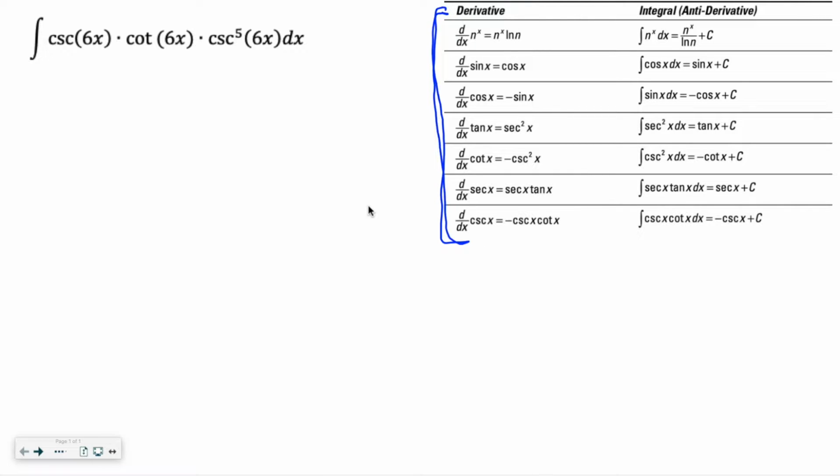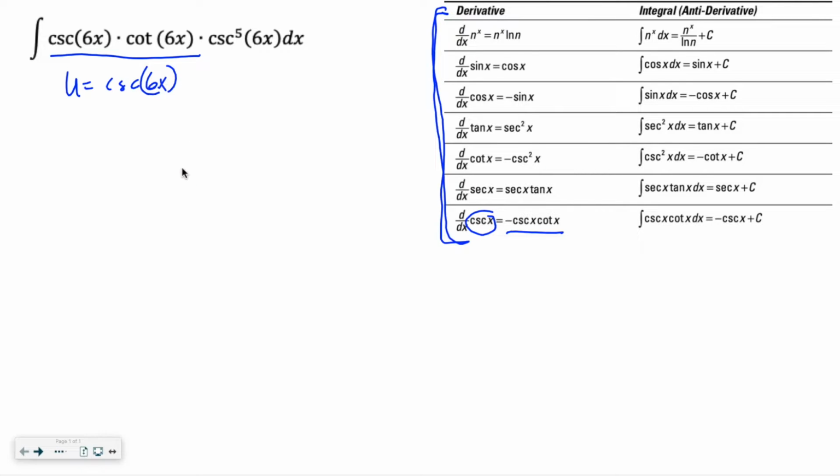So here, let's start. First, we say, okay, we have this equation here. We're going to take the integral of it. We need a u. So u equals, well, I'm going to look on my derivative list because I need a derivative of u. I need something that's going to help me up here. So if we look at cosecant here, the derivative of cosecant is negative cosecant cotangent, and that's kind of like what we have up here. So let's say, okay, let's let u equal cosecant 6x.